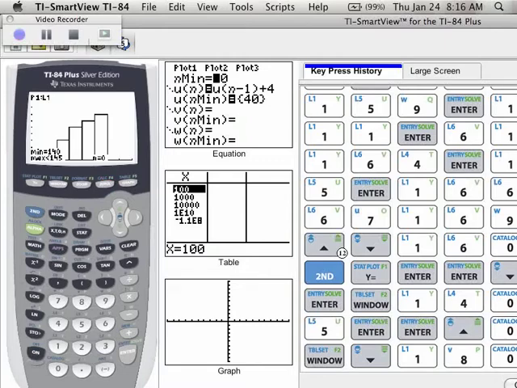So if I arrow to the right, I can see that at the top of the bin, the n is 3. It tells me that there were 3 values in that bin. It tells me that there were 5 in the next, 6 in the next, 7 in the next. So the nice thing about your calculator is it can tell you how many values are in each bin once you put the histogram in.